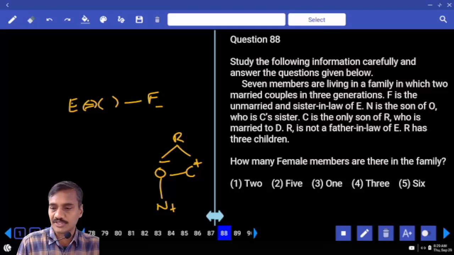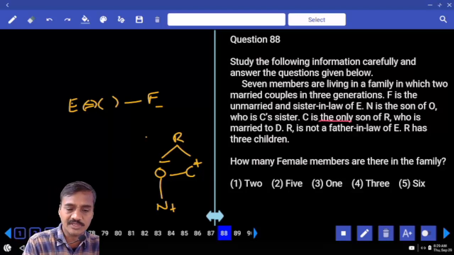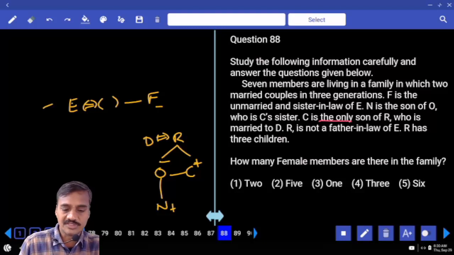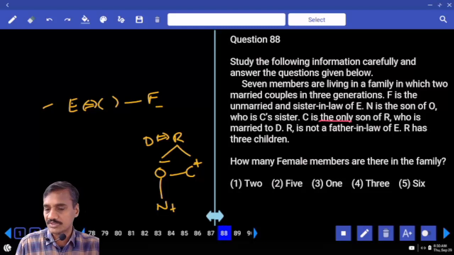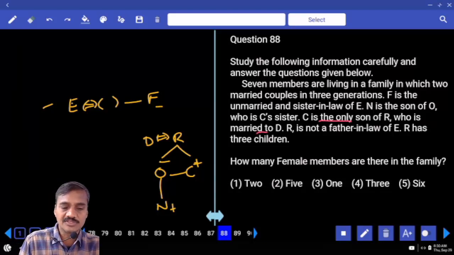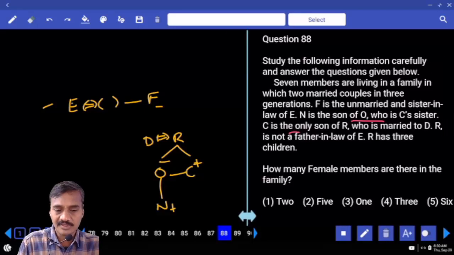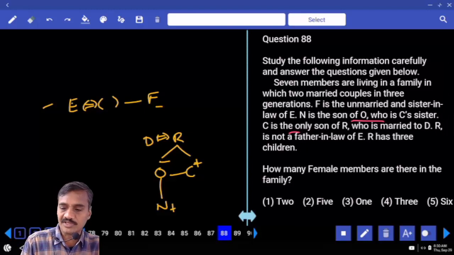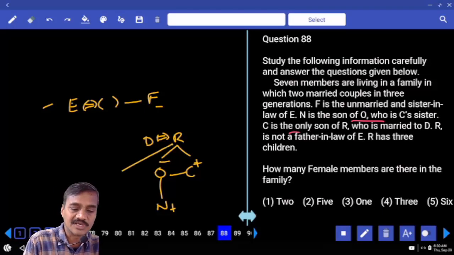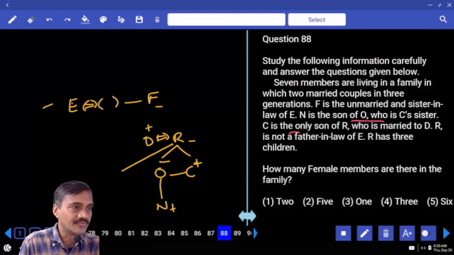And next one, C is the only son of R who is married to D. R and D are a married couple. 1, 2, 3, 4, 5 persons were done. And R is married to D. R is not father-in-law of E. R has 3 children. That means R must be the mother-in-law. And so D is the father-in-law.